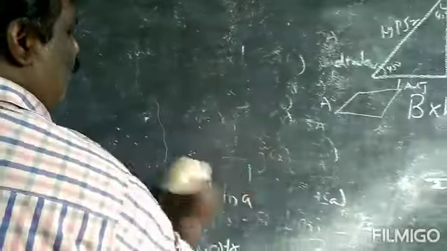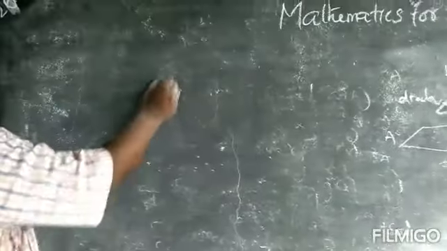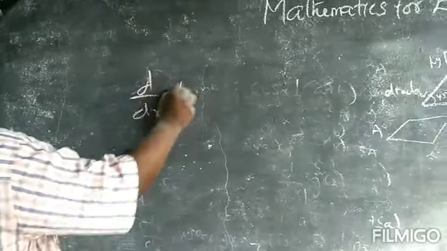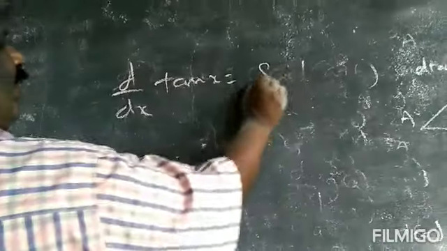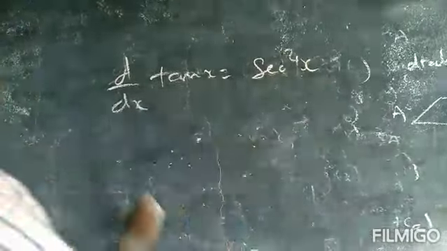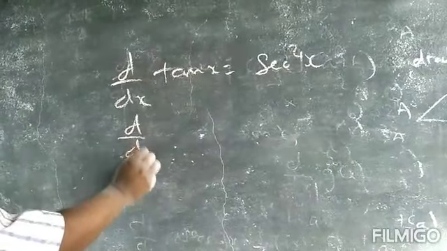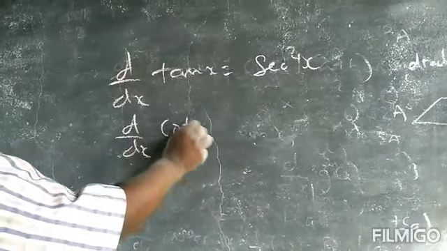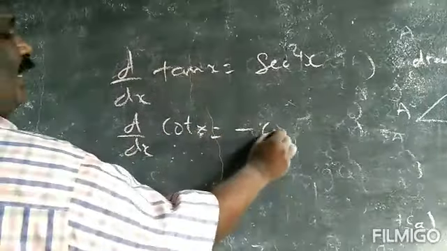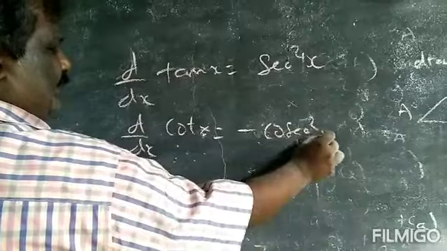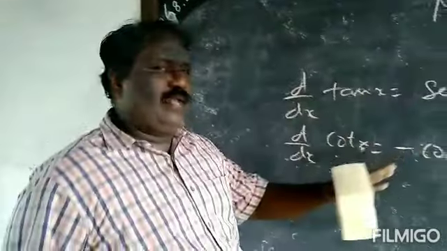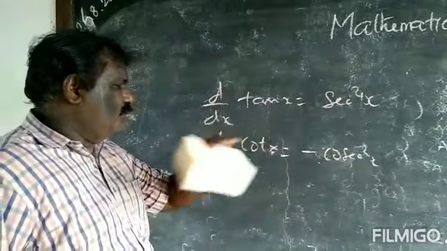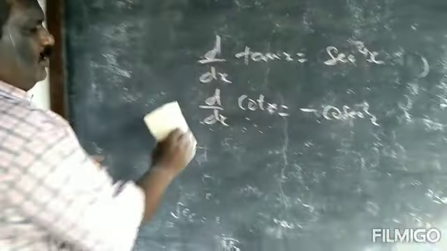Likewise, d/dx of tan x is equal to secant square x. d/dx of cot x is equal to minus cosecant square x.